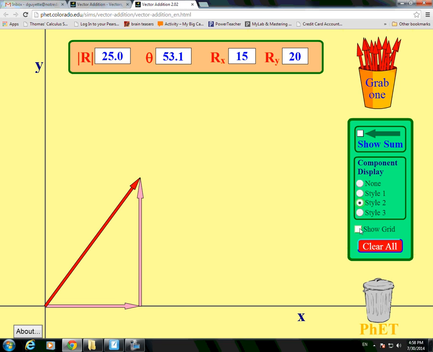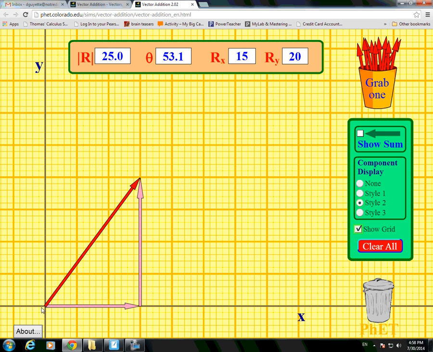Now, if we put a grid on this, now all of a sudden I can see that I went over 15 and up 20. And if you recognize that as a 3, 4, 5 right triangle, this should be 25 units long. And here it says the magnitude of the resultant vector is 25.